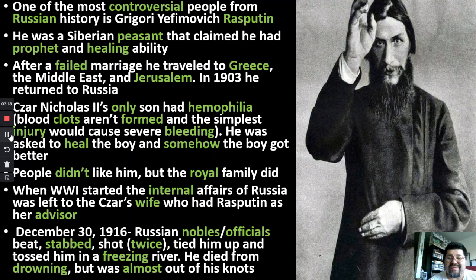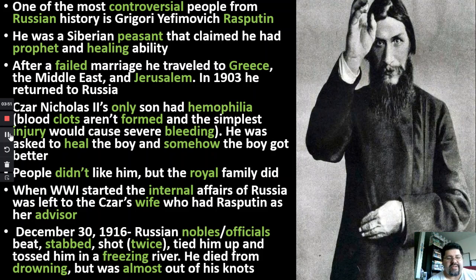Now, Rasputin was a Siberian peasant. Okay, and he claimed that he was a prophet and that he had healing abilities. Okay, now thing is, Rasputin got married at a young age, and that didn't work out. So he ended up going to Greece, and then he moved to the Middle East, and then he moved to Jerusalem, and then in 1903 he returned back to Russia.